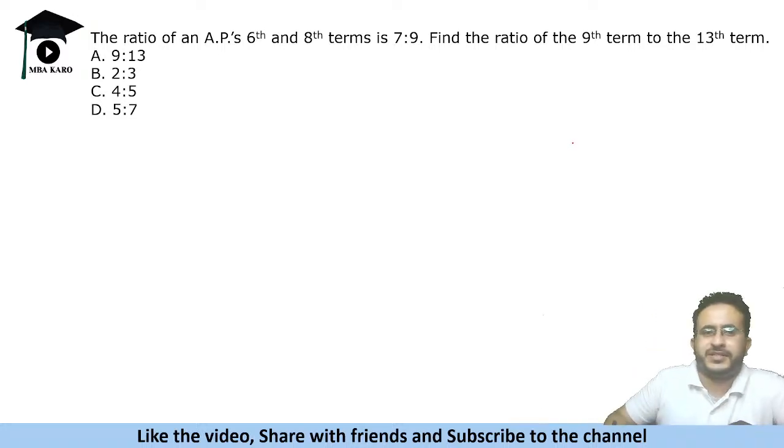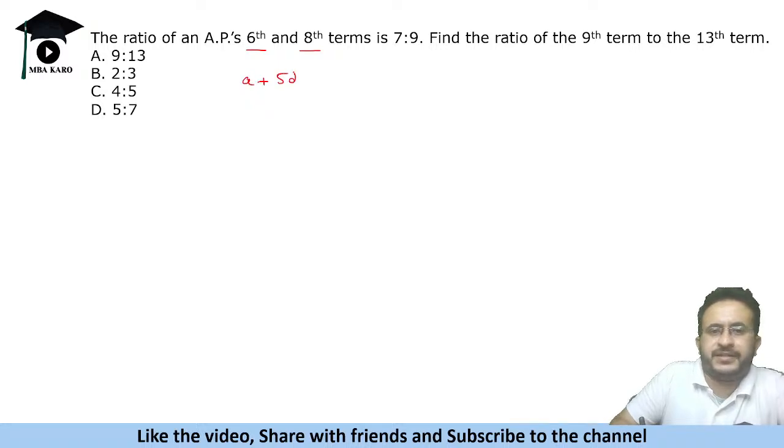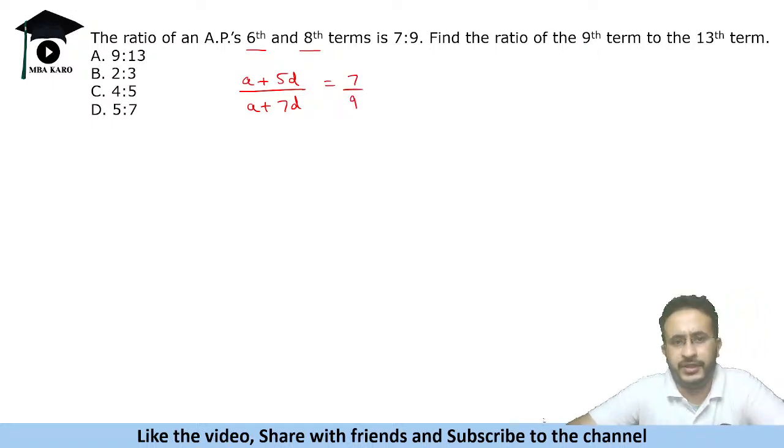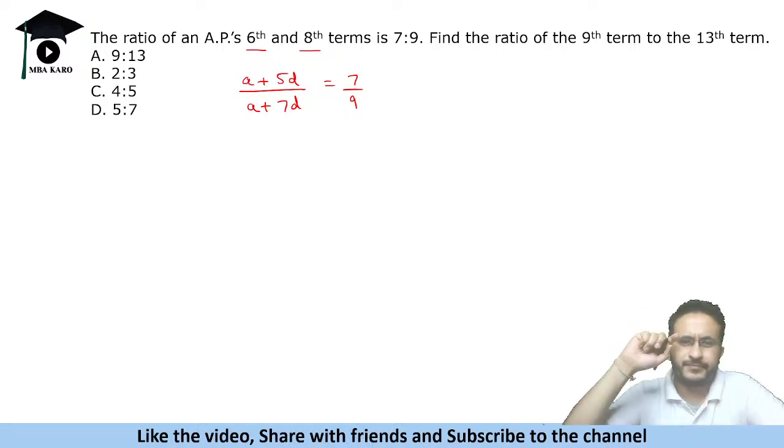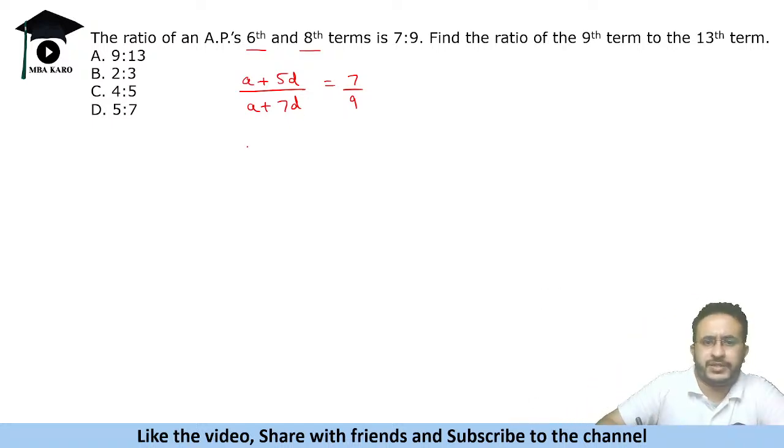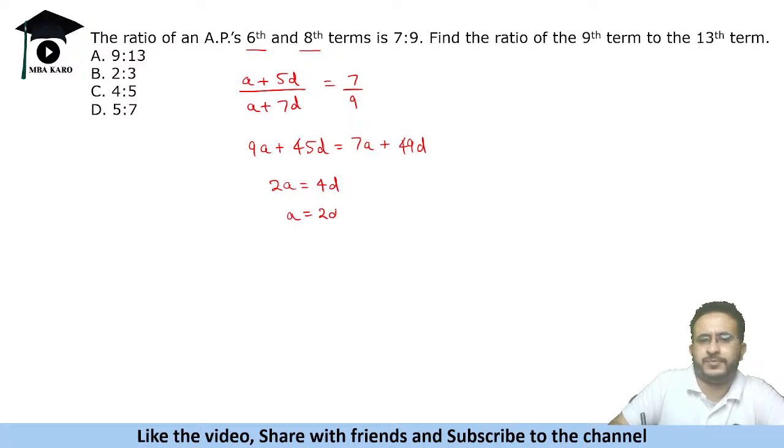Okay, so let's see this question. Okay, so sixth term to eighth term. Sixth term is a plus 5d. Eighth term is a plus 7d, the ratio is 7 by 9. Okay, so we need to find ninth term to 13th term. ये निकालना है. Okay, so what we can do is, if you take 9a plus 45d is equal to 7a plus 49d, so 2a is equal to 4d. So that means a is equal to 2 times of d.